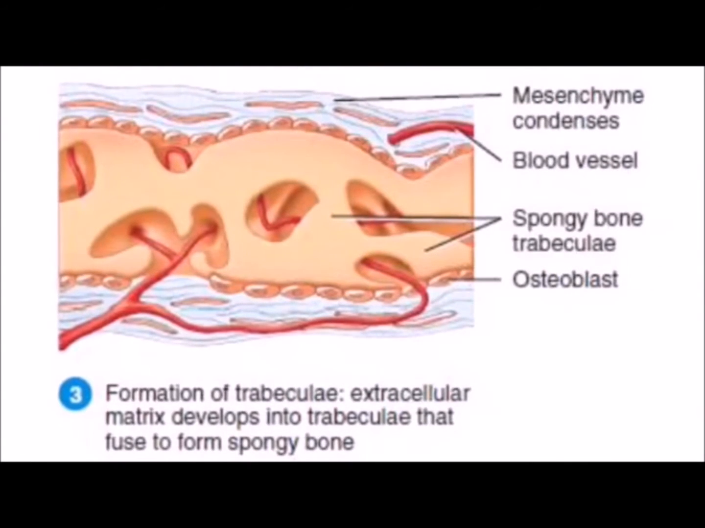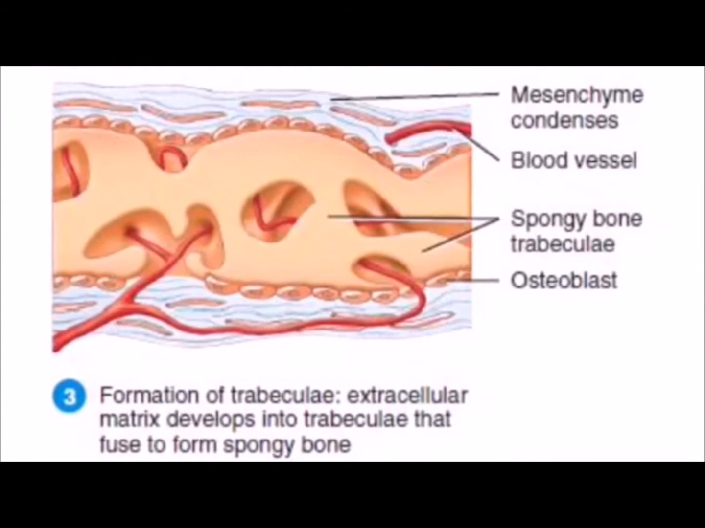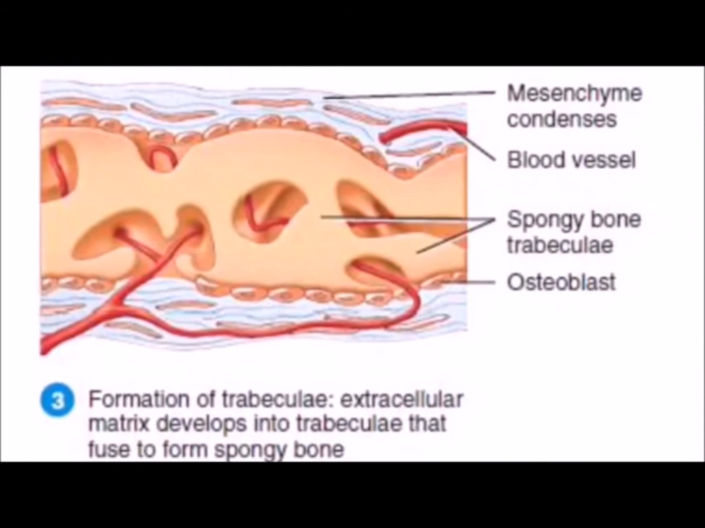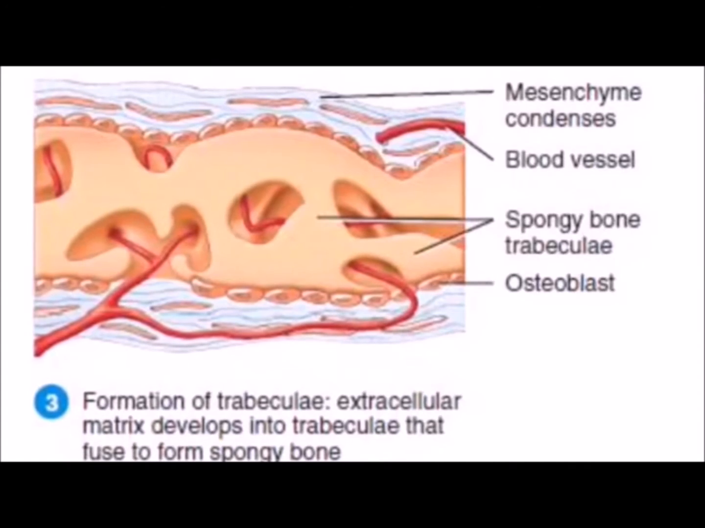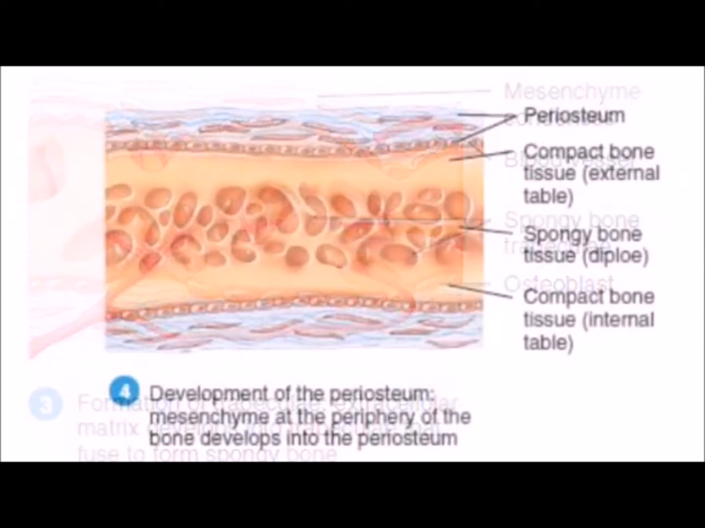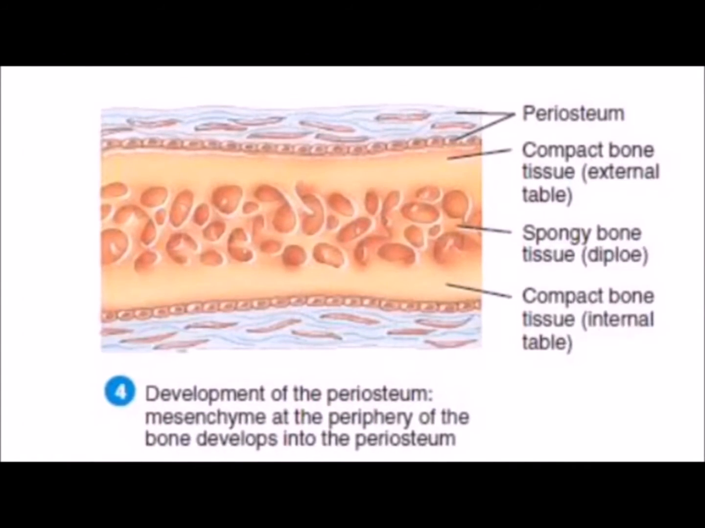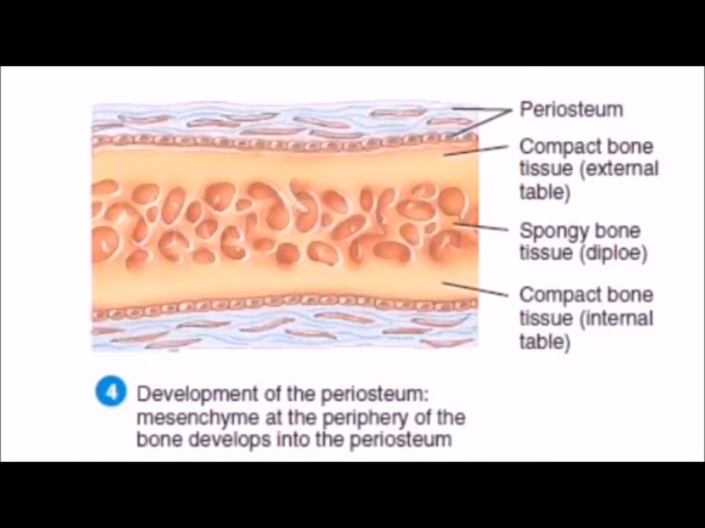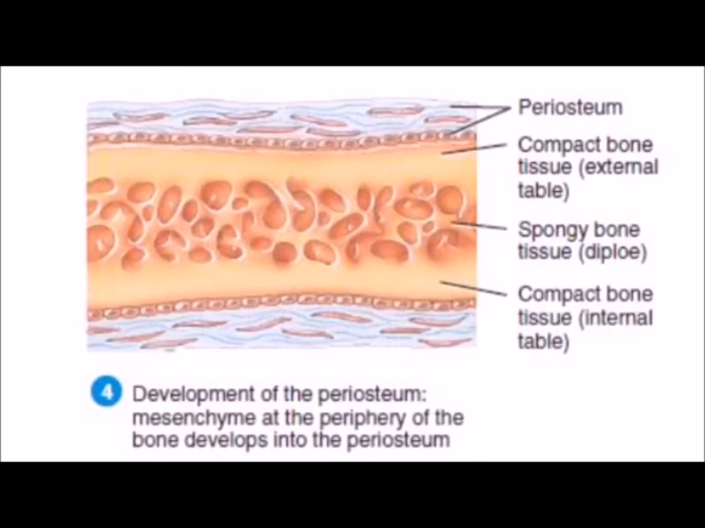Step 3. Formation of trabeculae. Bone develops into trabeculae that next form spongy bone. Then it differentiates into red bone marrow. Last step, development of the periosteum. The mesenchyme condenses at the periphery of bone and develops into periosteum.